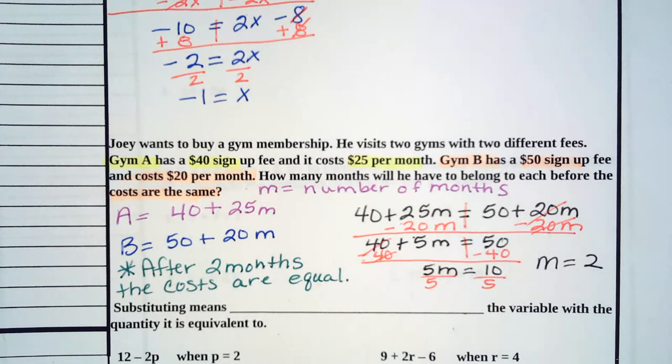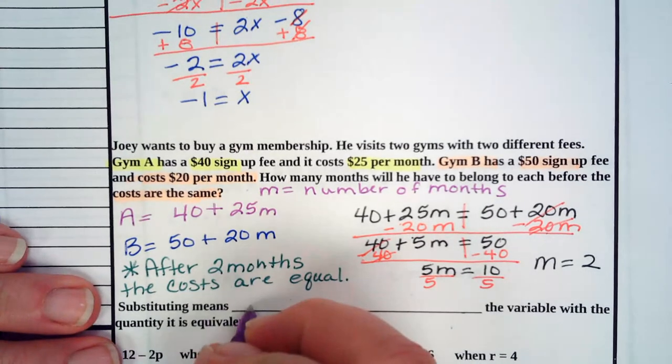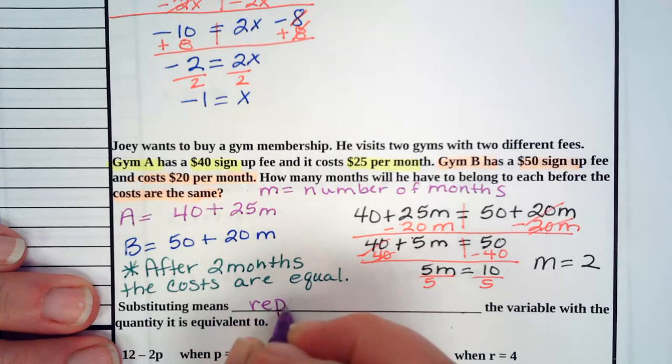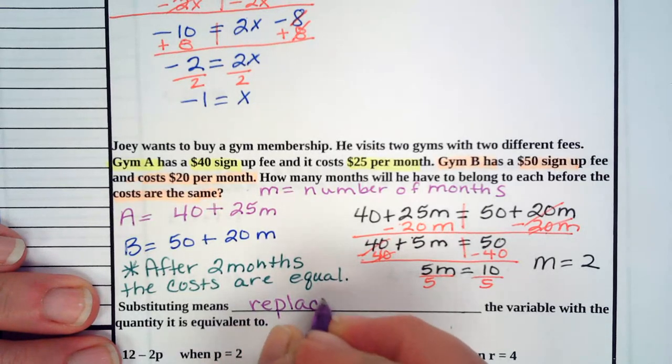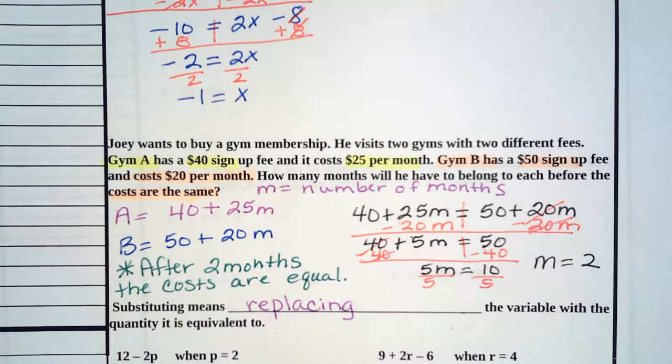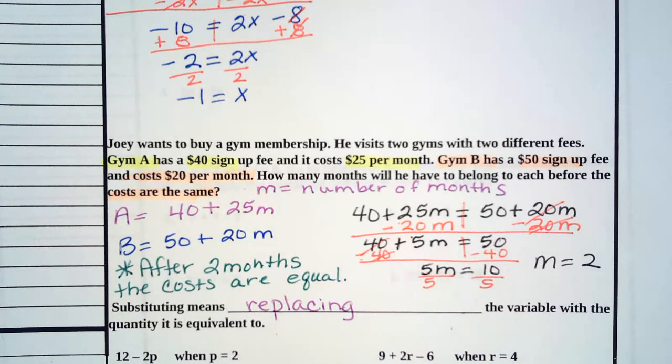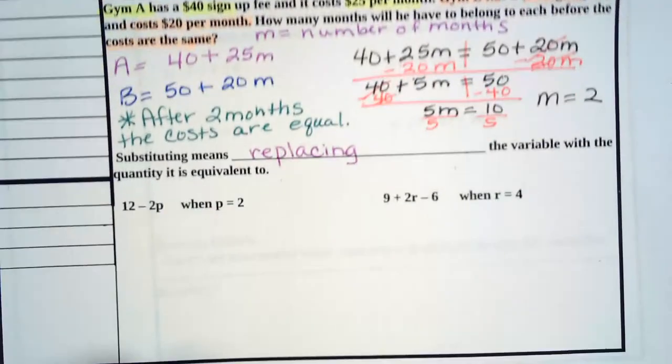So, what does substituting mean? Substitution means that we are replacing the variable with the quantity it is equivalent to. We are replacing the variable with the quantity it is equal to.